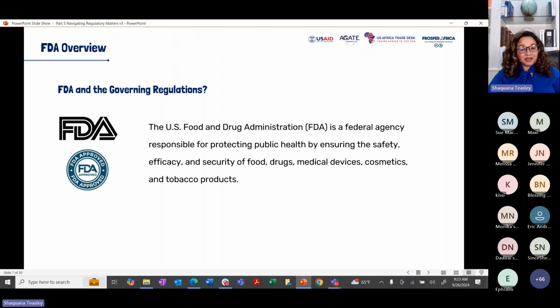We have 19 CFR, which is customs regulations. We have 22 CFR, 29 CFR, and the list can go on. You want to make sure that you understand which regulations in the CFR are FDA regulated and apply to your product. The FDA, of course you'd already know, is the Food and Drug Administration, but it's a federal agency, and their job is to protect public health.